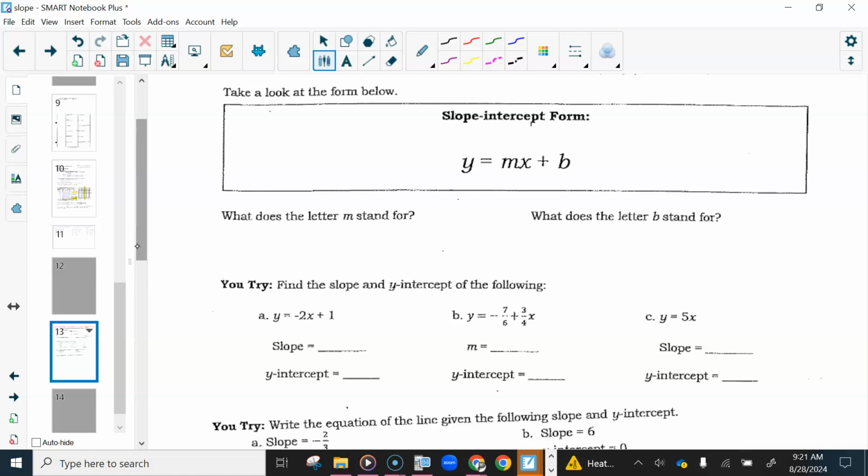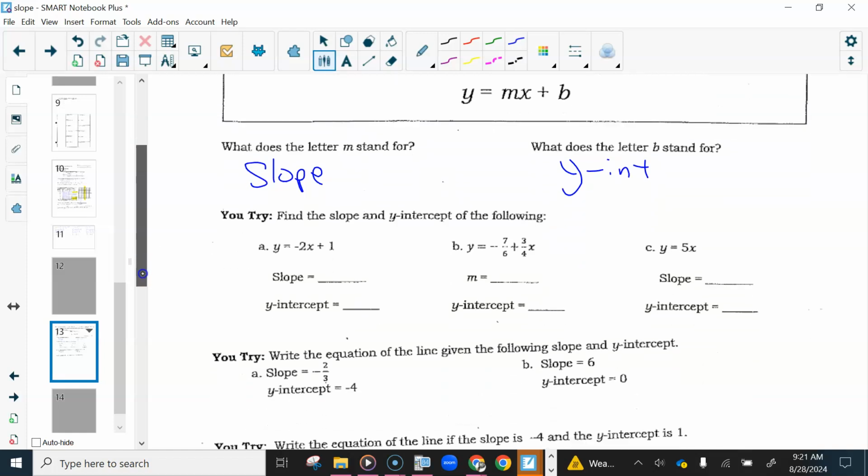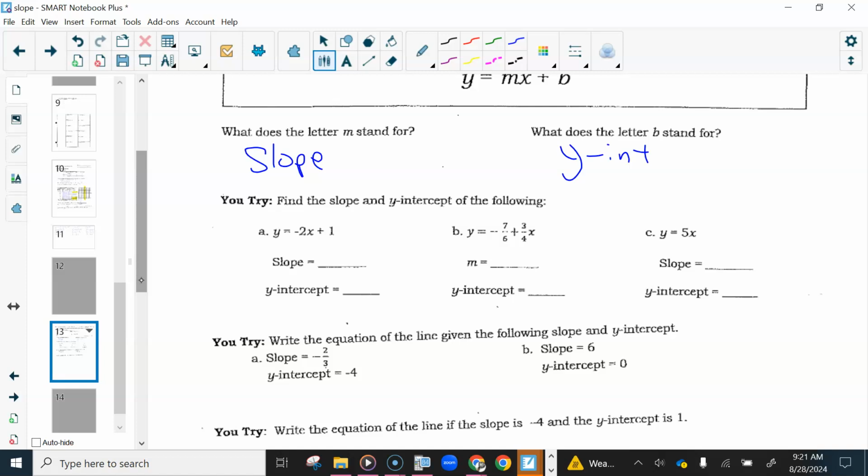What does M stand for? Slope. Good. And then what do we think the B stands for? Point. Yes. Which is why it's called slope-intercept form. Right? So we kind of did this earlier. We're going to just do it again. What is the slope of part A? -2, and then the y-intercept is 1.